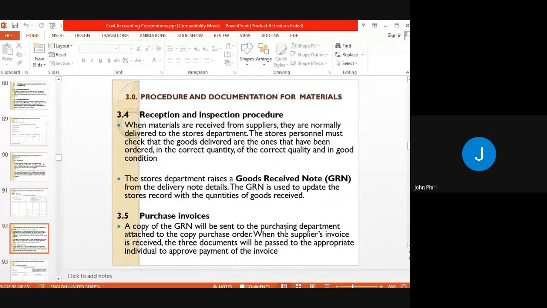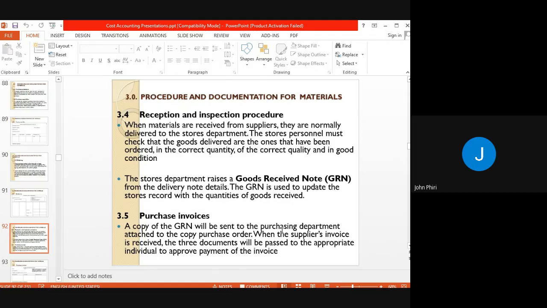Okay. From there, you are going to receive these goods. Now they have supplied. After you've given them an order, they supply. What you are going to do is to receive the goods. The people that receive the goods are those in stores. So they're going to raise a document which is called a goods received note, GRN, goods received note.